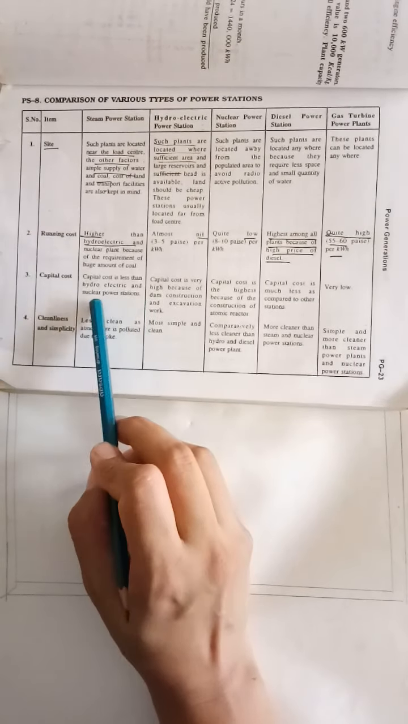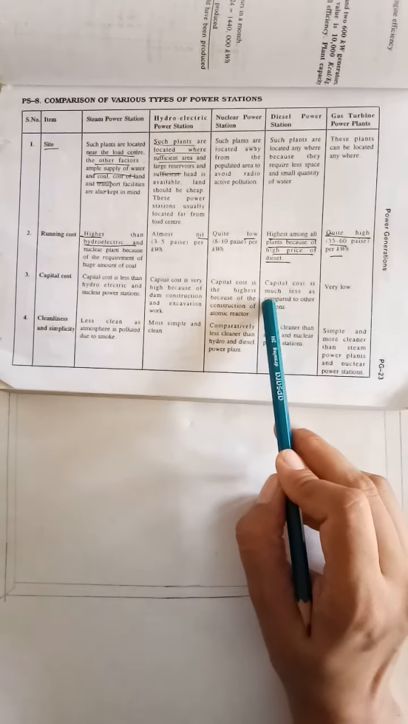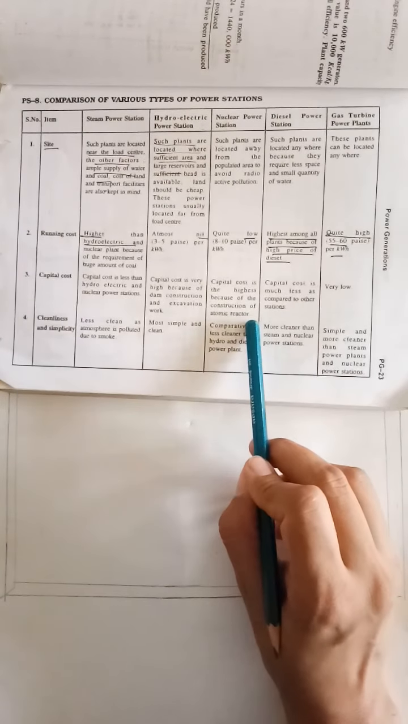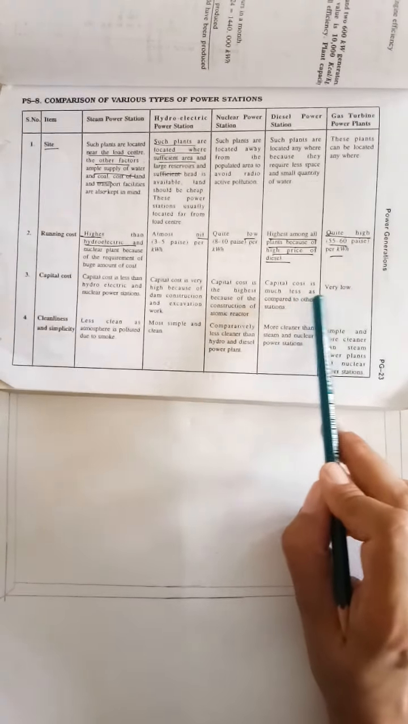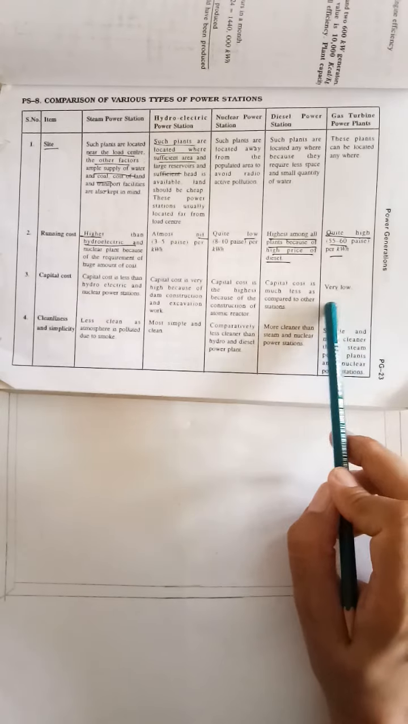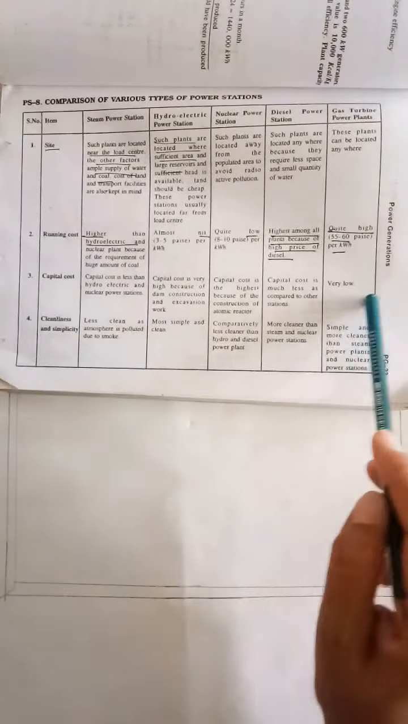Capital cost for steam power station is less than hydro. For hydro, capital cost is very high because of dam construction. Capital cost for nuclear power station is high because of the construction of atomic reactor. Capital cost is much less as compared to other stations for diesel. Capital cost for gas turbines is very less. So this is the comparison between all the power stations.